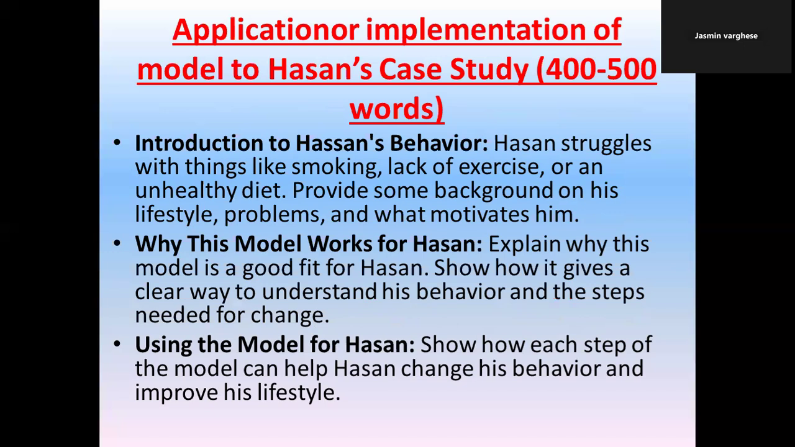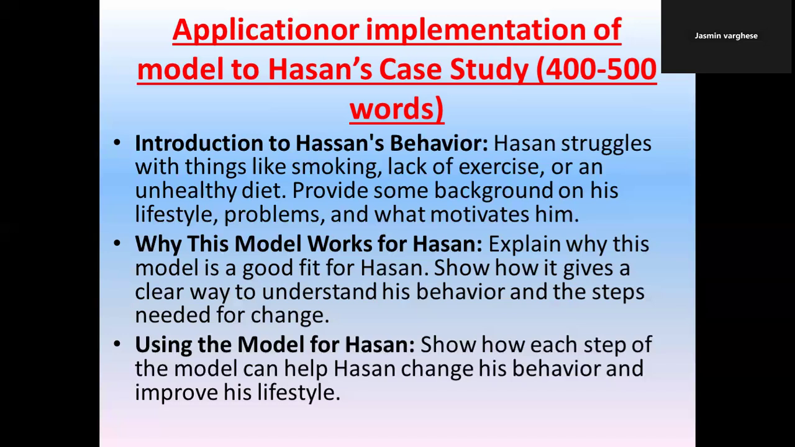In the main body, first, what do you have to write? You have to write about the model. For example, if you are talking about the transtheoretical model, you have to write the stages of the transtheoretical model, and write a brief description for each stage, and always add in-text citations in each paragraph. Write 6 to 8 lines in each paragraph. Don't dump everything in one paragraph.